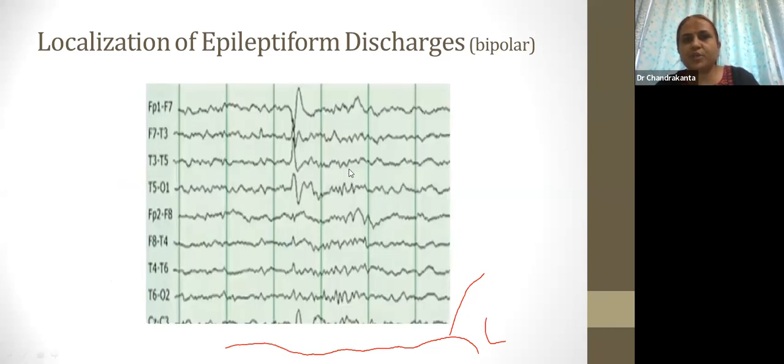This is again showing a phase reversal. So if you see in this, one spike is coming down, the other is going up, and here is showing a phase reversal. Okay? So in this, likely electrode near to the epileptiform discharge, it is F7.